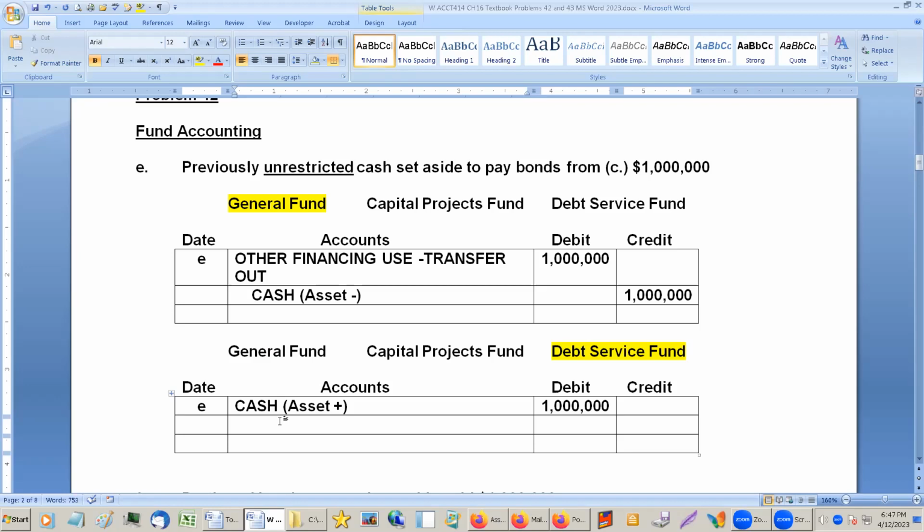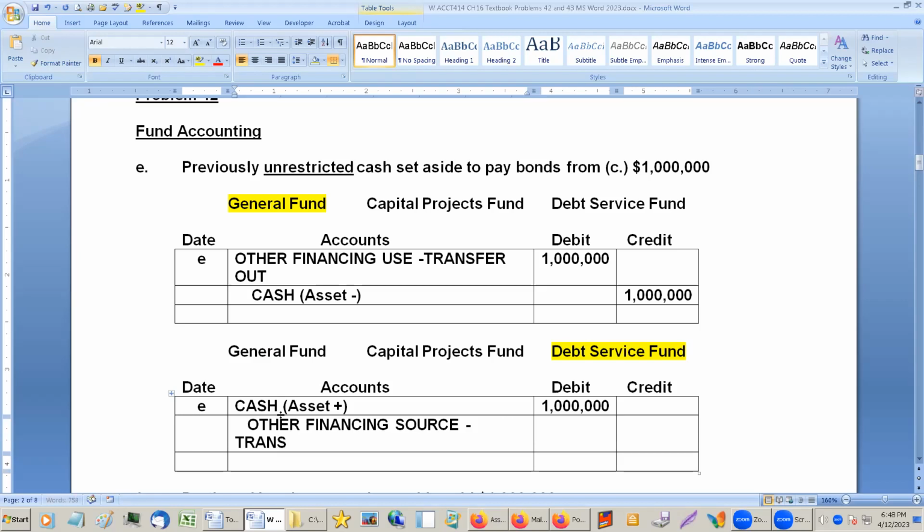you think you got it? Other financing source bonds? Not bonds, but it'll be a transfer in. Other financing source. I said it wrong. Don't listen to what I'm saying. But they're paying for the bonds or no? Actually, I think on the next one we pay for it.